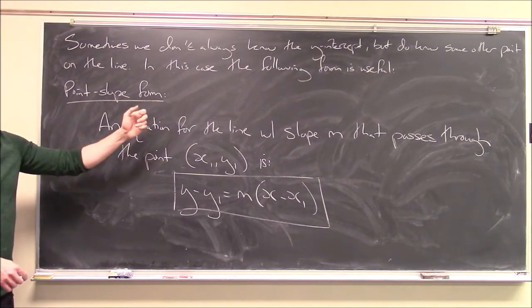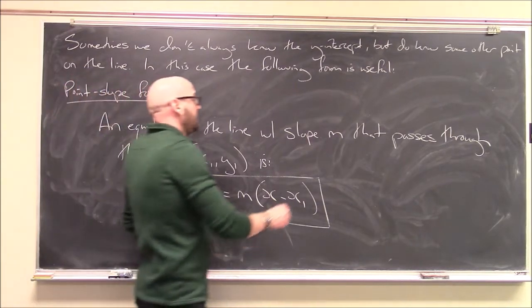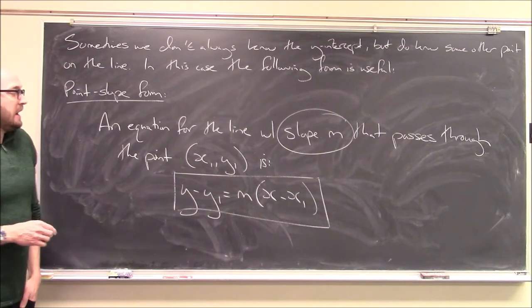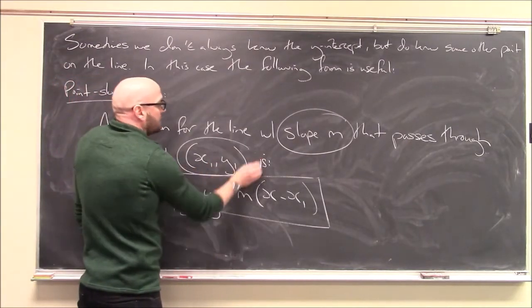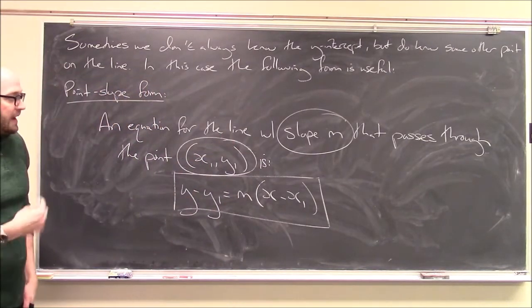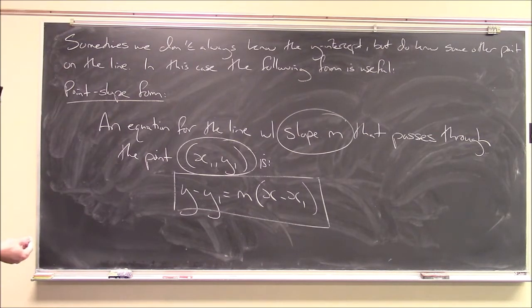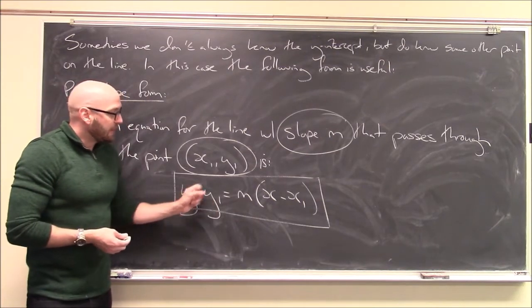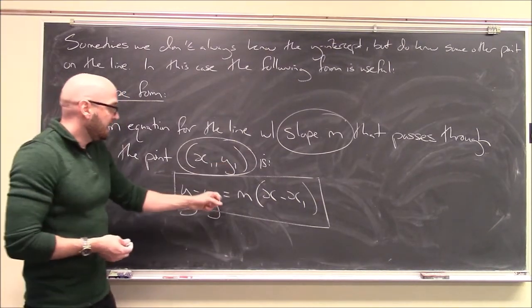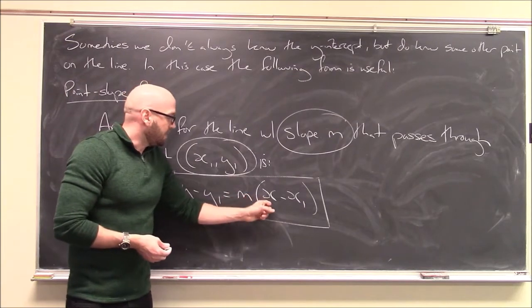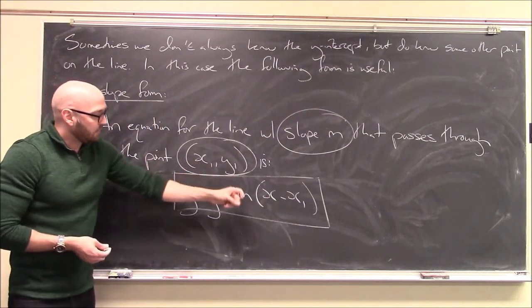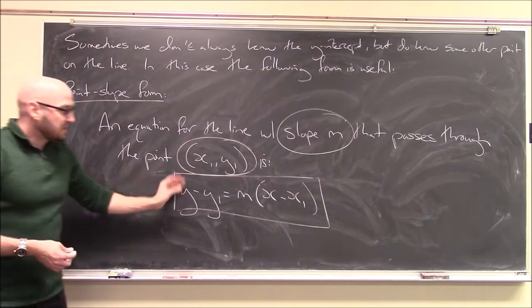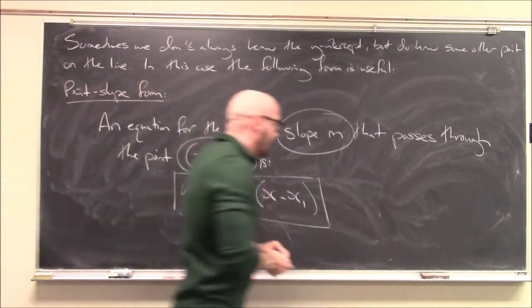It's the point-slope form. This time, we still know our slope m, but instead of knowing the y-intercept, we just know some arbitrary point on the line, with coordinates x1 and y1. In this case, an equation for the line is y minus y1, the y-coordinate of the point that you have, equals m, the slope, times x minus x1, the x-coordinate of the point that you have. And there's an equation, and once you have it, you can rearrange it however you want. So let me show you how this works.